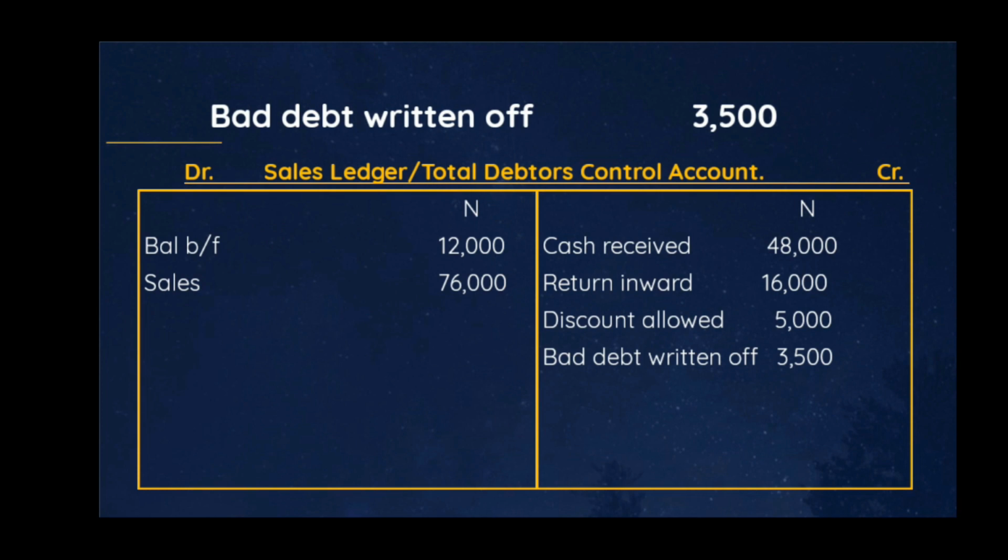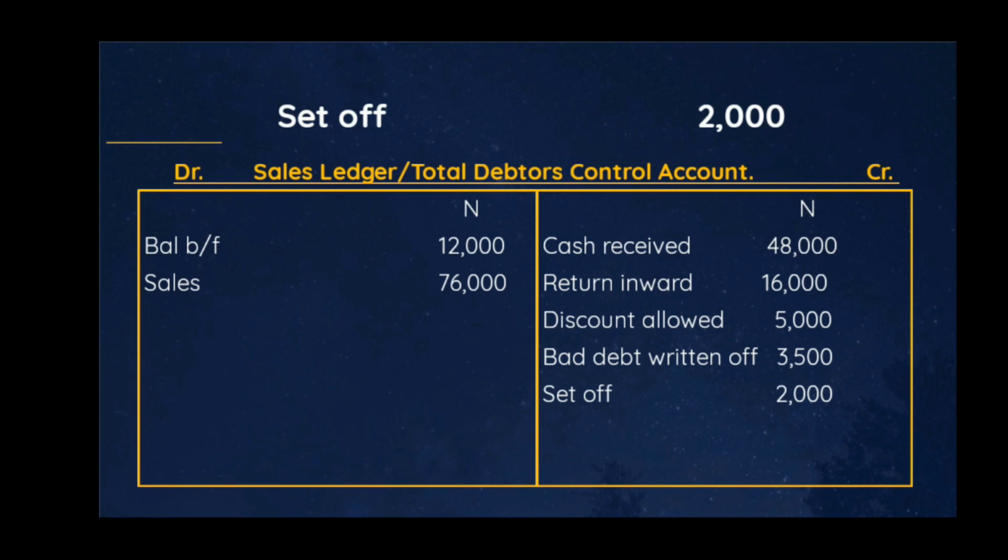Next, bad debt written off. What is bad debt? These are debts that the business has decided it will not be able to recover again. There are many reasons why a debt may be written off, maybe the debt of one of the debtors is such that there is nothing we can do about it. So the business in that case can write off the debt. That means irrecoverable debt, which will reduce the amount that people are owing the business. So the bad debt written off will also be credited to the account, 3,500 naira.